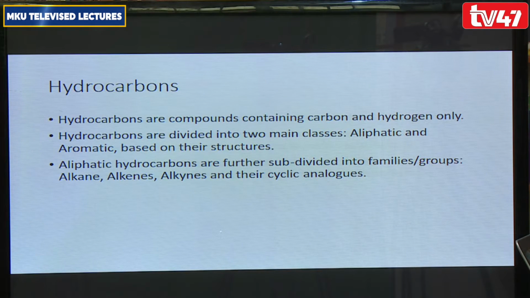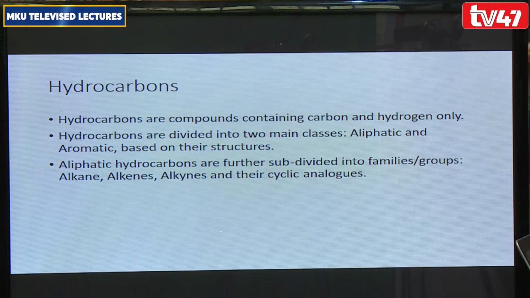So I'll start by defining the word hydrocarbon. Hydrocarbons are those organic compounds where we have only two elements in the compound, that is carbon and hydrogen. So generally, the term hydrocarbon refers to compounds that only have carbon and hydrogen as the elemental components.